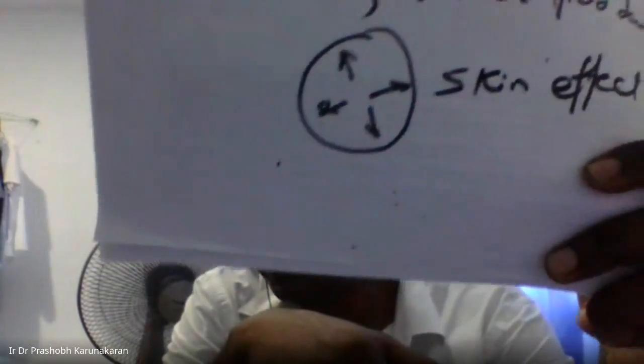In AC, only AC has this skin effect problem. Why is there no skin effect in DC? Imagine in DC, current is flowing, right? Current is flowing in DC. There is no changing flux, no F. Why is there no F?